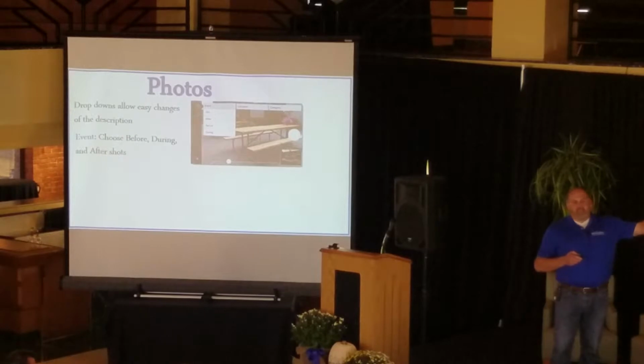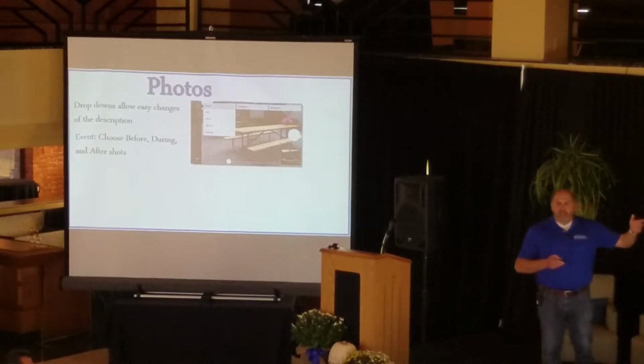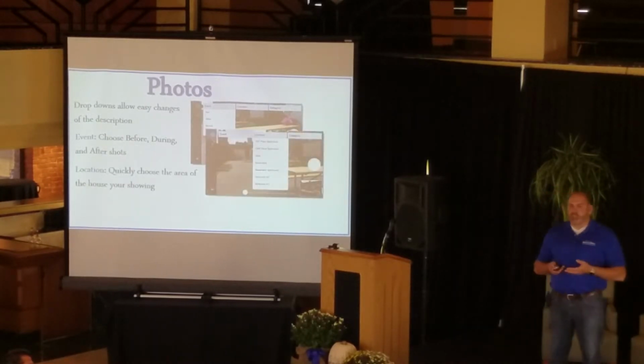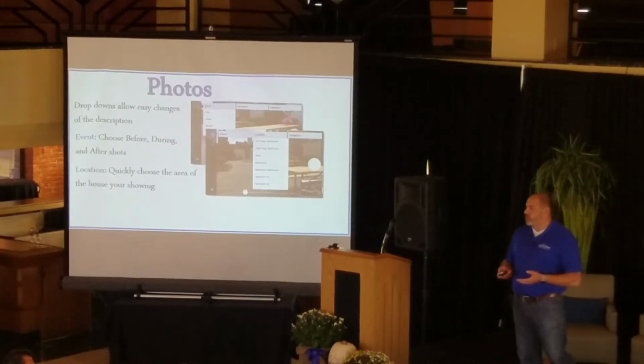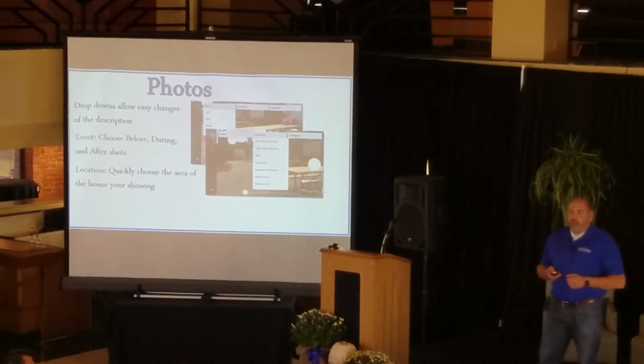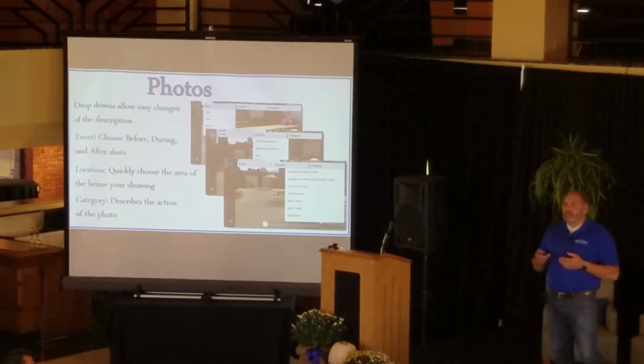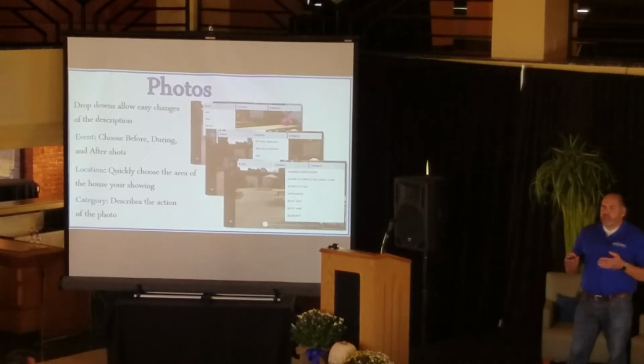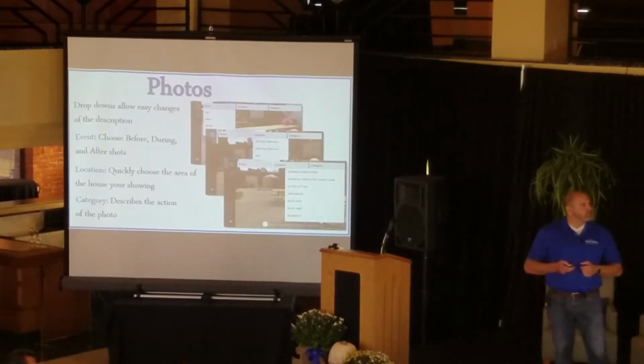So you can see there's the event. That's the before, after, and during. There's location. It's the area of the house that we're dealing with. The kitchen, the dining room. And then you've got the category. This is things like before grass cut, after grass cut, different categories of the photos.